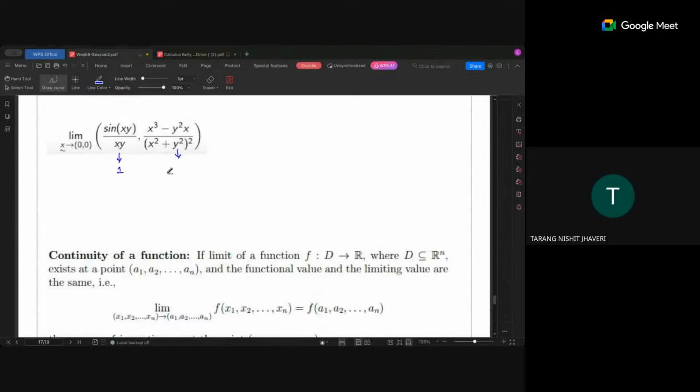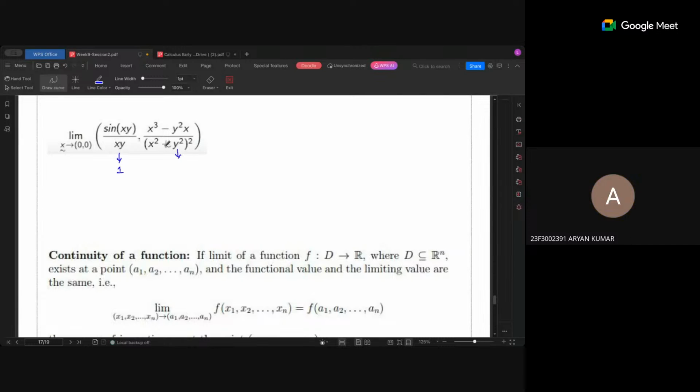Ma'am, it does not exist. Why does it not exist? Ma'am, because the denominator will go to 0. You should not argue it in that way. You should see along which curves the limits are different.